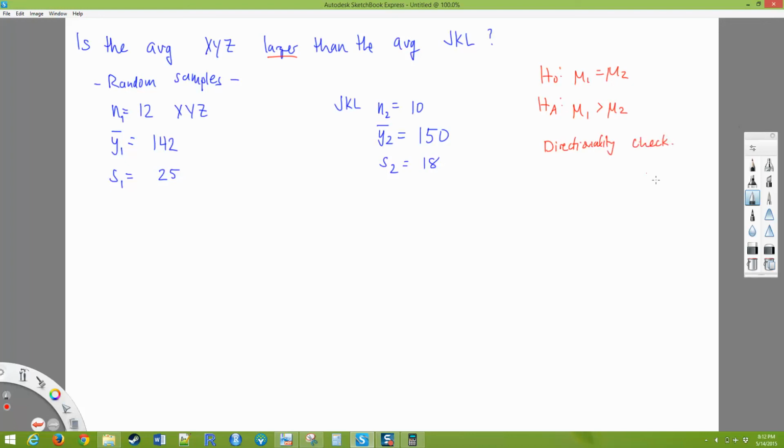Directionality check. Okay, this fails in that, if anything, our random samples seem to indicate that XYZs are smaller than JKLs. Okay? So let's change this question into, is the average XYZ smaller than the average JKL? Can we make this conclusion based on our random samples?